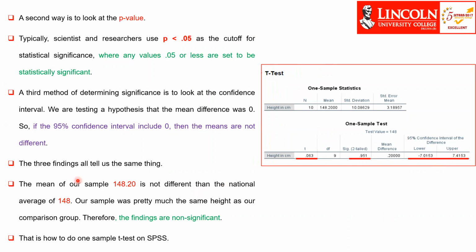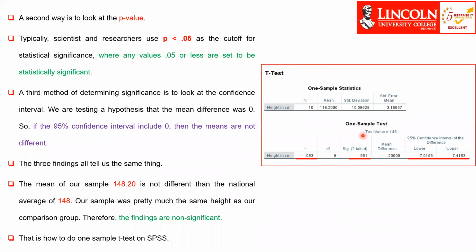So now the 3 methods give us the same answer. The mean of our sample is 148.20. It's not different from the national average of 148, which is the value we compare against. So it's not statistically different. Our sample was pretty much the same height as our comparison group. If you look at it here, this is the mean of the sample, which is 148.20, and this is the test value that we use, which is 148. Therefore, the findings are non-significant.